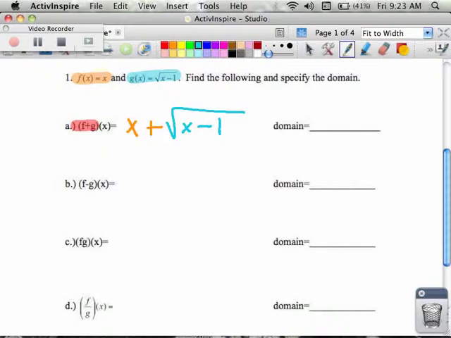If we talk about domains, there are really only a couple places where issues are caused in the domain. One is underneath even roots, like the square root. The stuff under the square root can't be negative, otherwise you can't take the square root of that. So everything underneath the square root has to be bigger than or equal to 0. Or in other words, the stuff under the square root, which is x minus 1, must be bigger than or equal to 0.